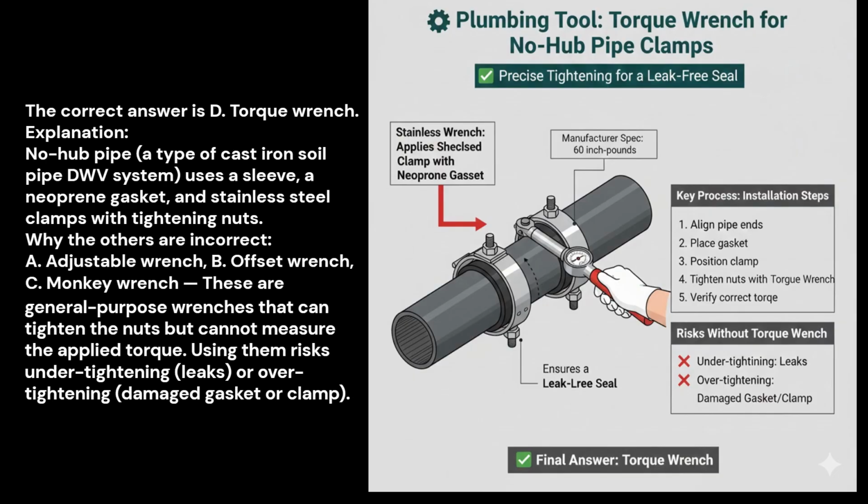Why the others are incorrect? A. Adjustable wrench, B. Offset wrench, C. Monkey wrench. These are general-purpose wrenches that can tighten the nuts but cannot measure the applied torque. Using them risks under-tightening, leaks, or over-tightening, damaged gasket or clamp.